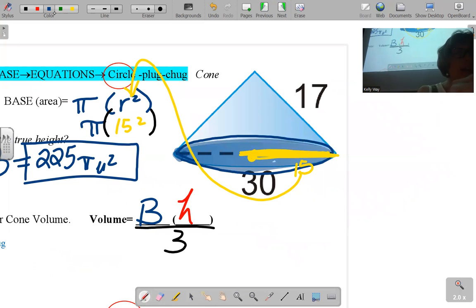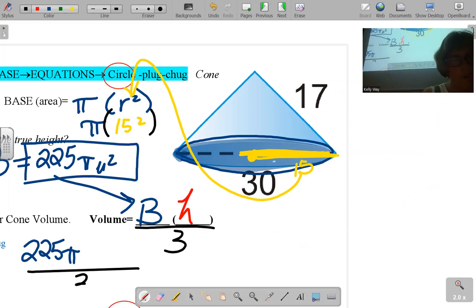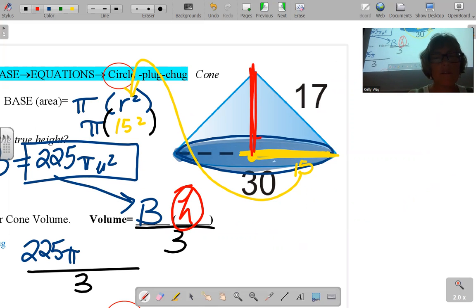Come over here. We have our base already. We're going to plug it in. 225 pi over 3. Physically trace your height. That is not 17. Do you have thoughts about that, Ben? What's up? You're just stretching?